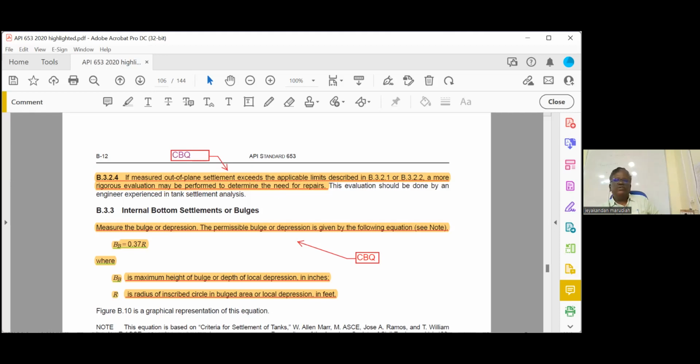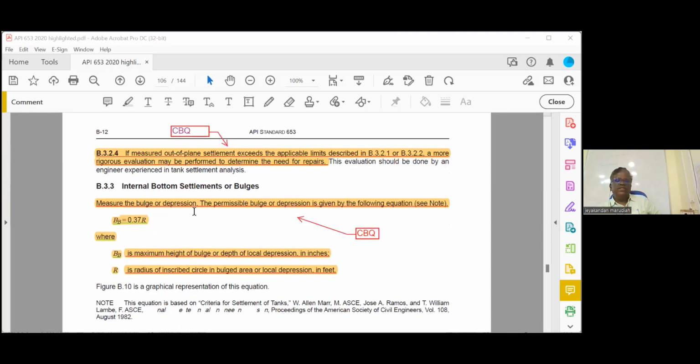Page number B-12. Bulging. Measure the bulge or depression. This is another very important closed book question. You have to remember this formula. Bulging allowed is 0.37 into R.